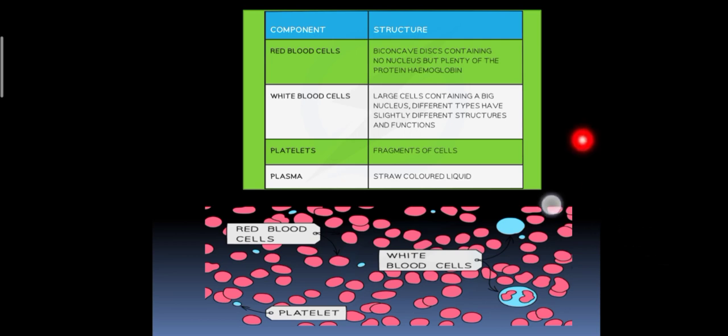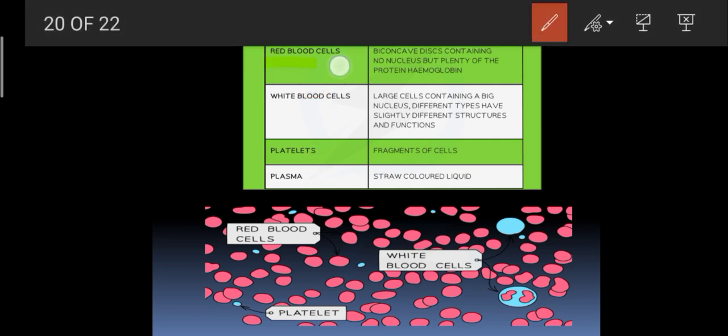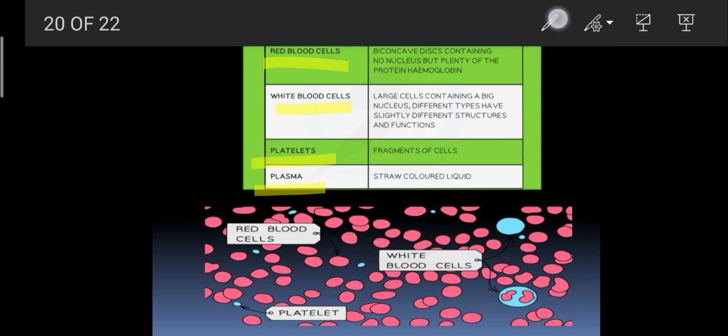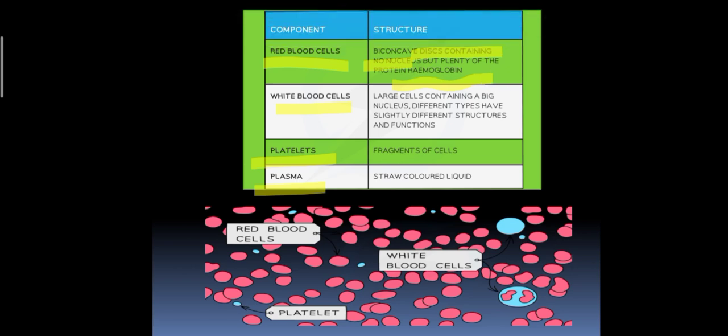Now we will discuss the components and structure of the blood. Blood has the following four components: red blood cells, white blood cells, platelets and plasma. If we talk about the structure of red blood cells, these are biconcave discs that contain no nucleus but plenty of the protein hemoglobin.